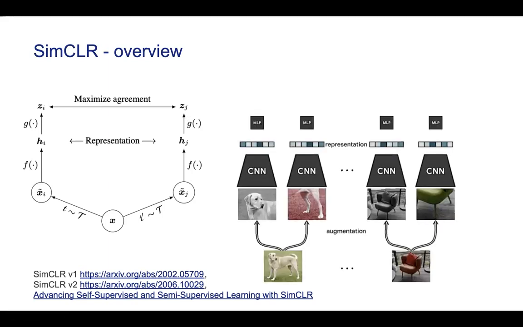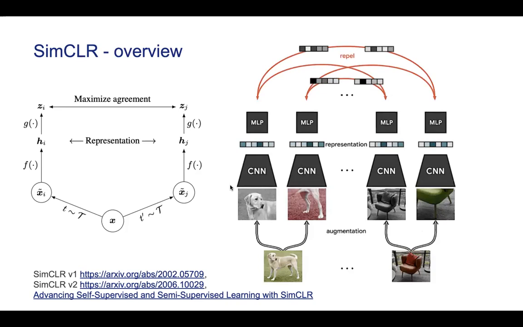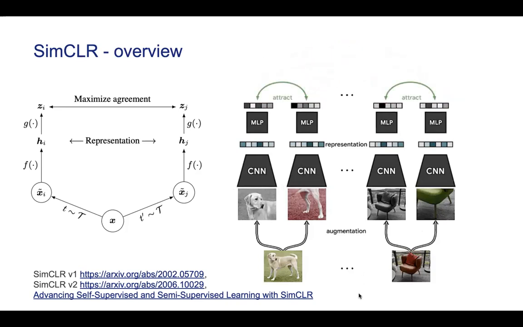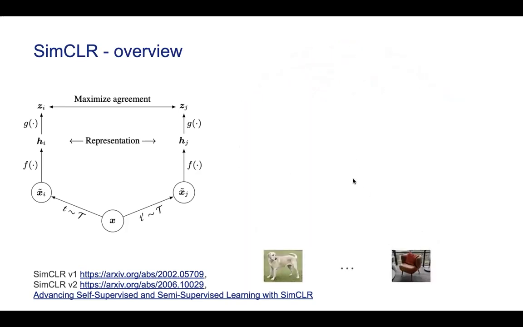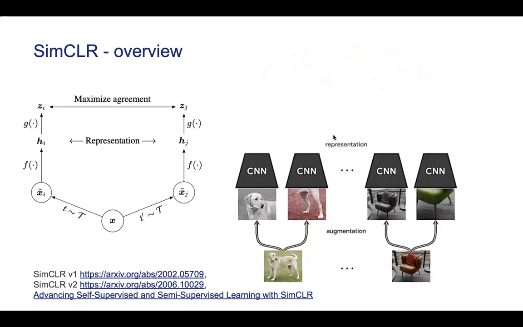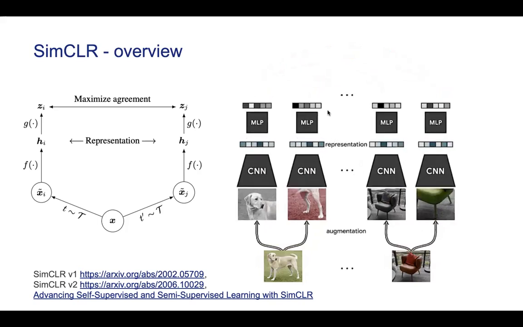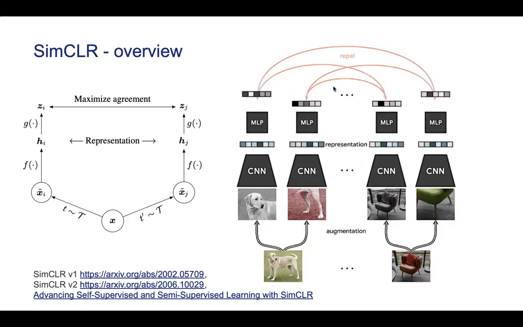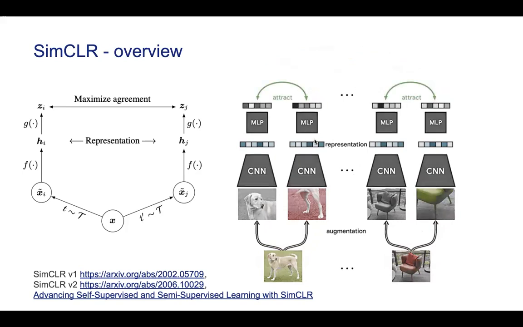And here they also have, from the Google blog, this nice animation. What I like a lot here is that you see, with the green arrows, what we pull together, and with the red arrows, what we repel.